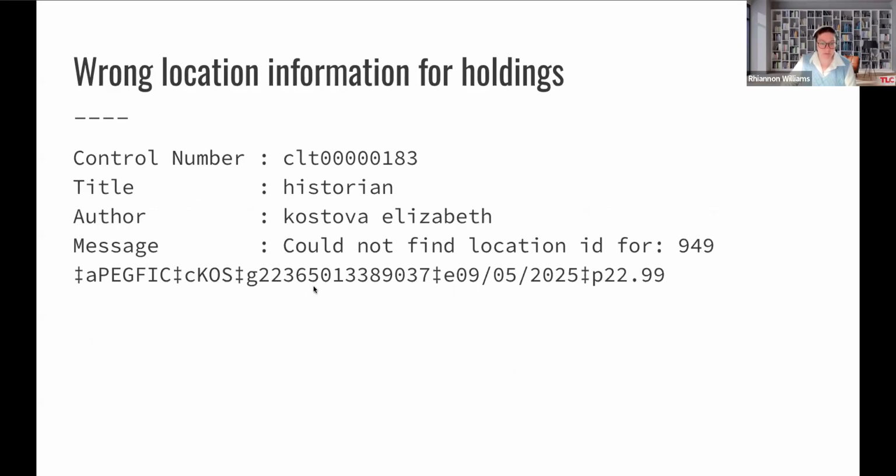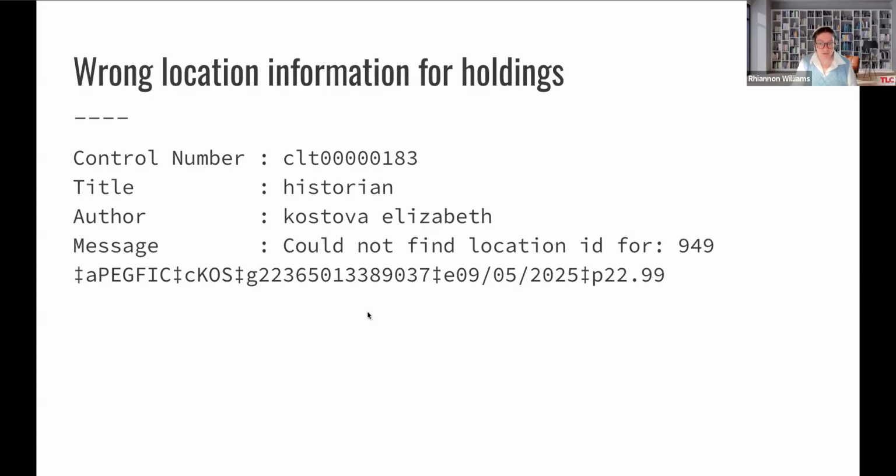So the next one that comes across, and there are a couple different variations on this, this one in particular says it could not find a location ID for a holdings field, the 949 field. But there are other iterations on this where it can't find a particular holdings code or collection information, or it's missing a barcode. You may come across some similar issues with our 949 fields here.